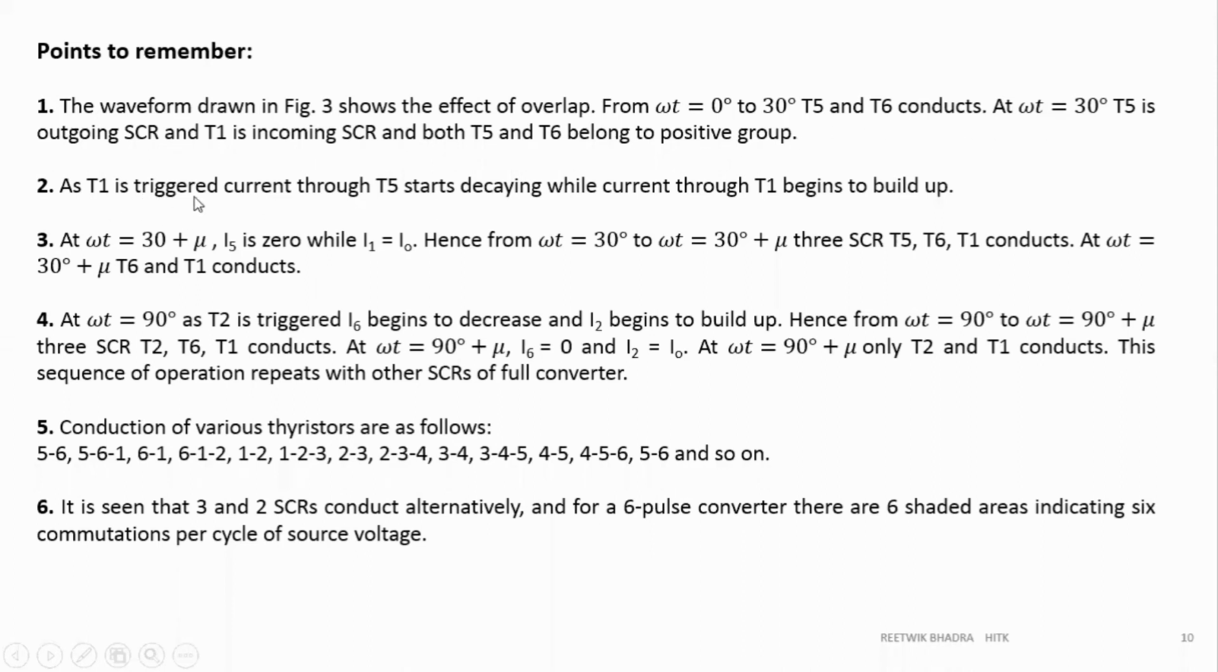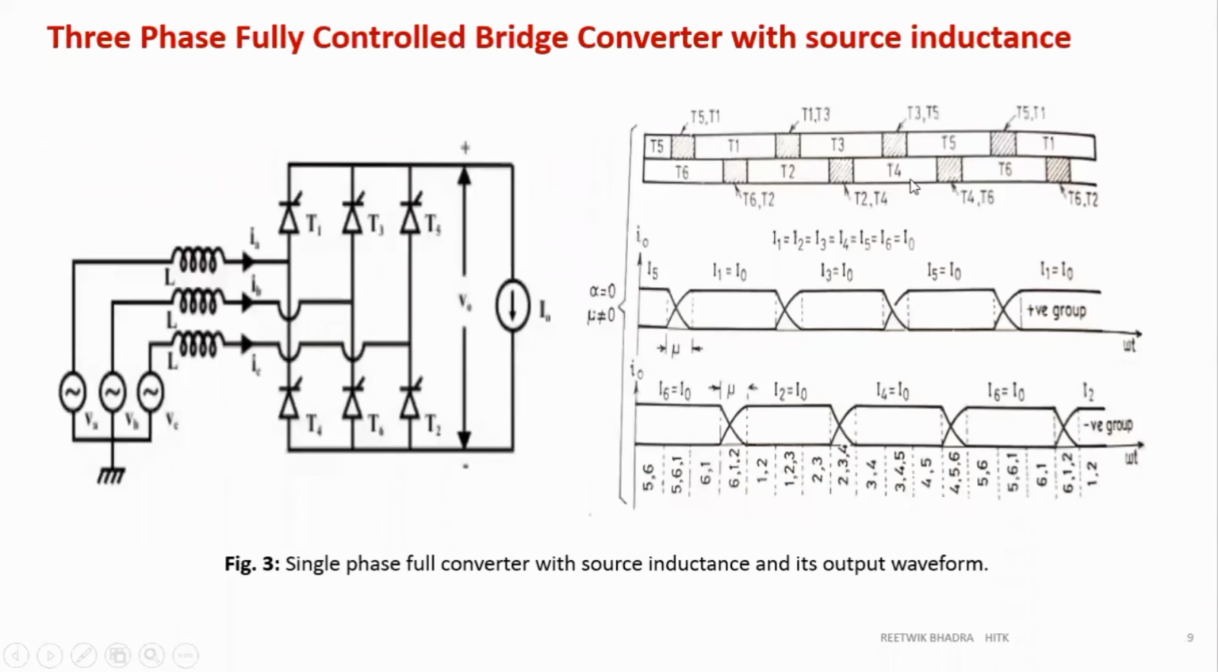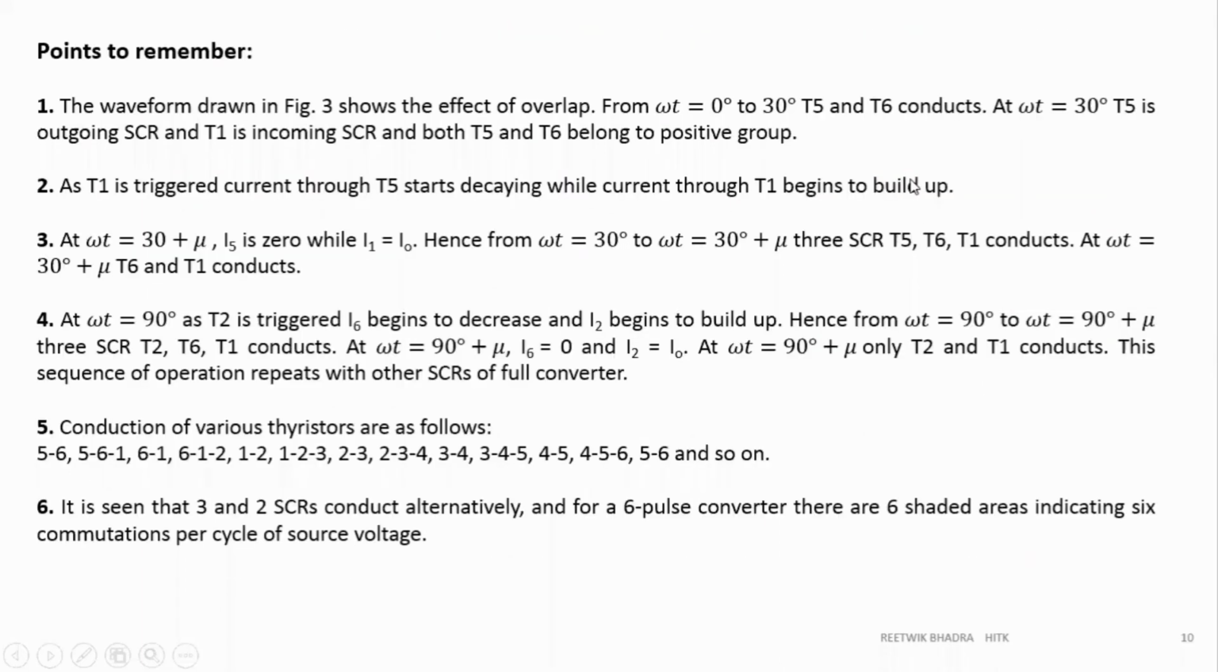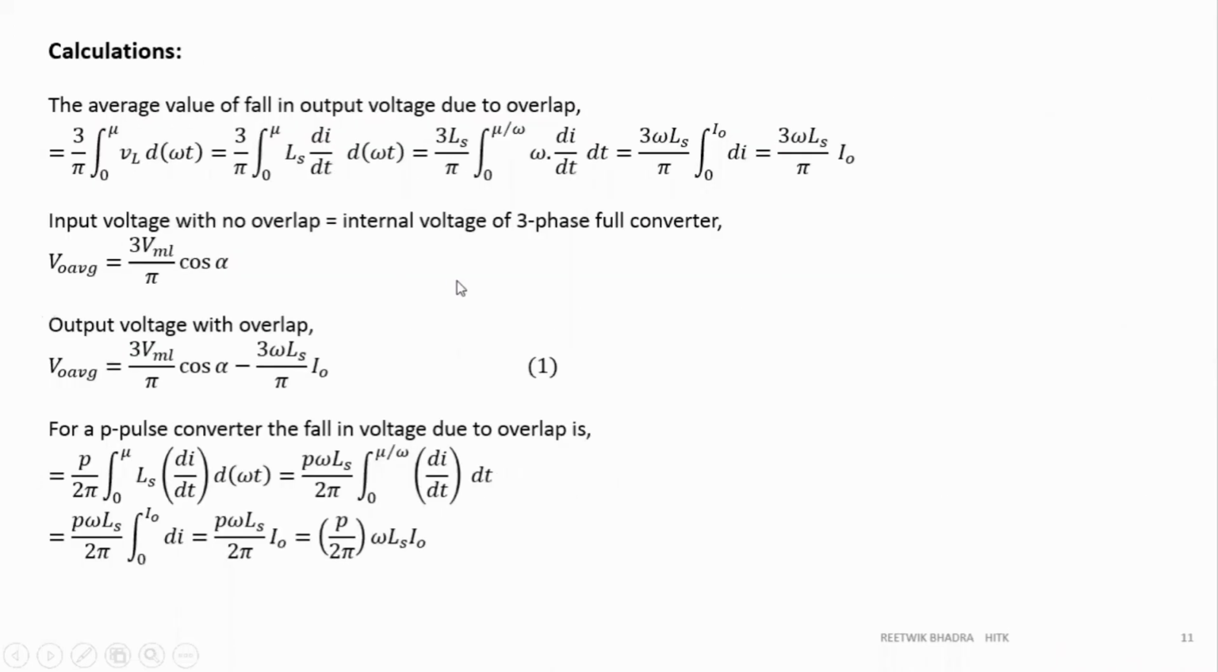As T1 is triggered, current through T5 starts decaying while the current through T1 builds up. All these points are written over here. Conduction period of the thyristors is first two thyristors, then three, then two, then again three, then two thyristors, then three. All this depends upon your IG. So you have to know how to draw your IG, and then you can draw these things. All these are some of the points which will assist you in understanding this. Our main aim is to understand the calculation, only understand how it is coming, because ultimately the last formula will be used for solving problems.